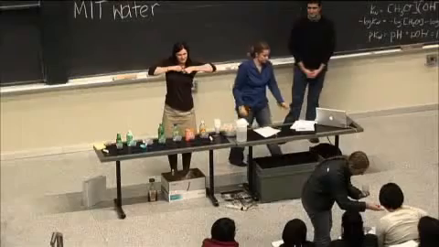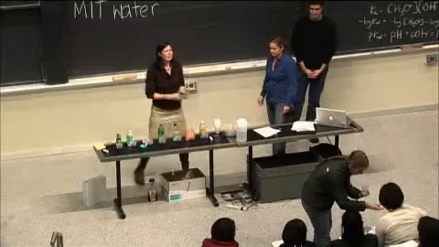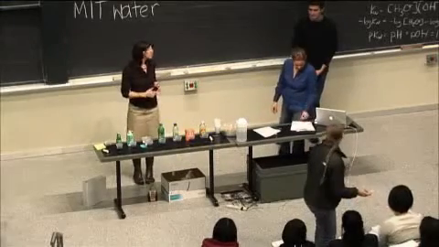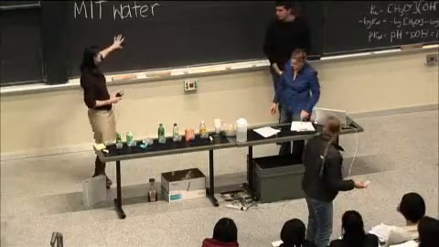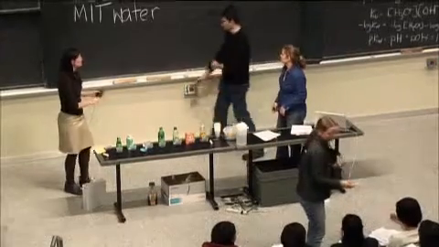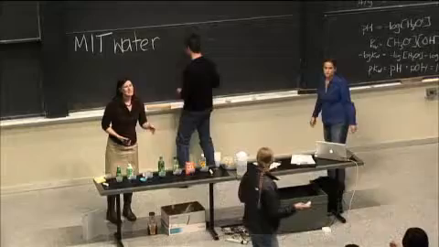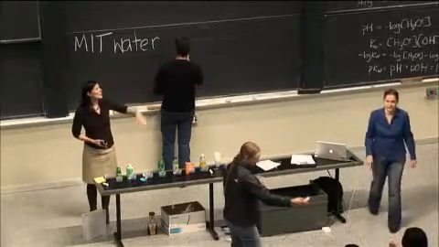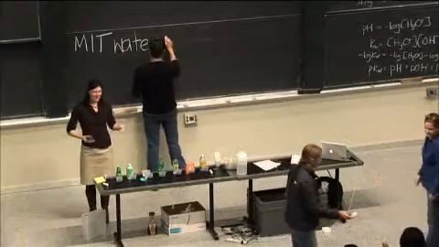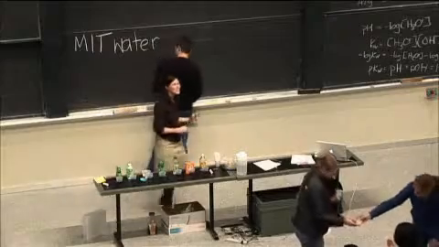Okay, so what we're going to do is have the TAs go in and ask you to read off of a pH strip what the pH of various things are. And actually, Marcus, if you can write on the board what these are. So we'll start with MIT water. We know if it's 7, it's neutral. If it's below 7, we're talking about acidic, and above that, it's basic.